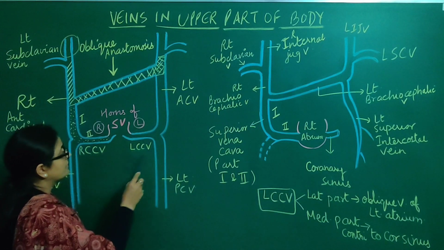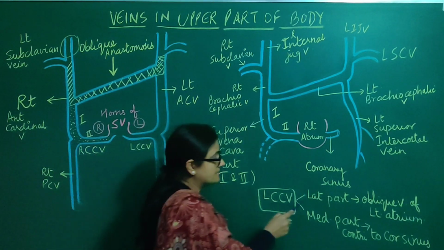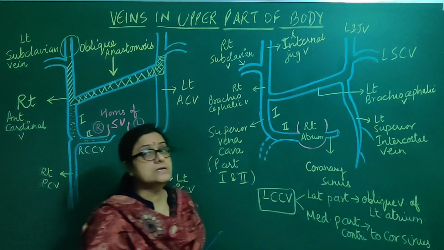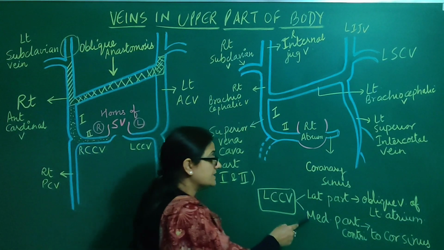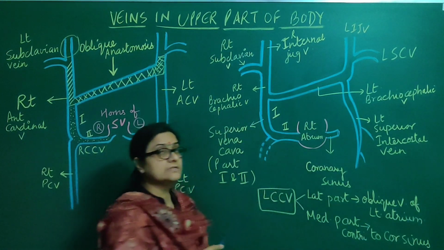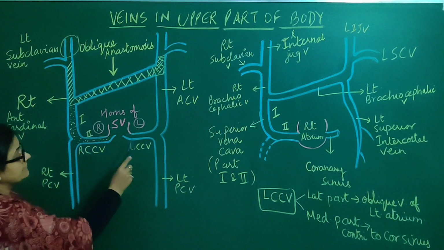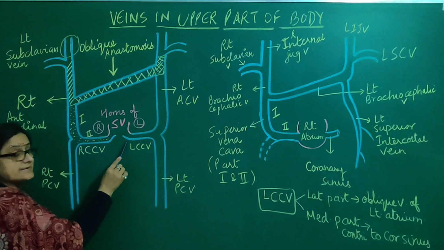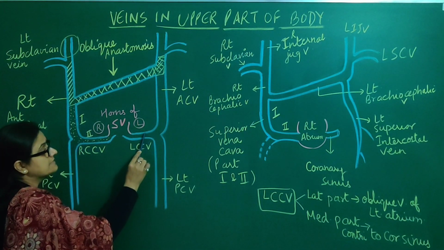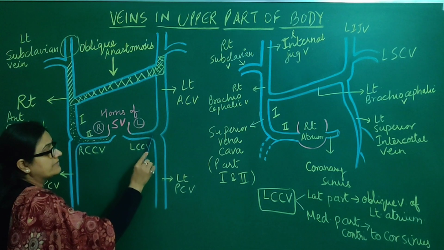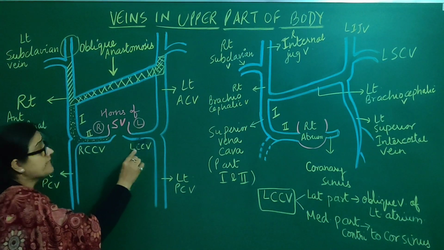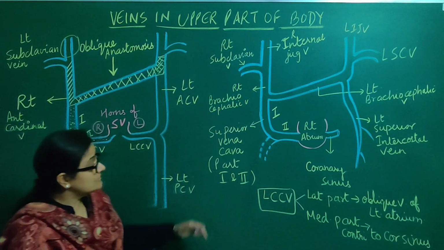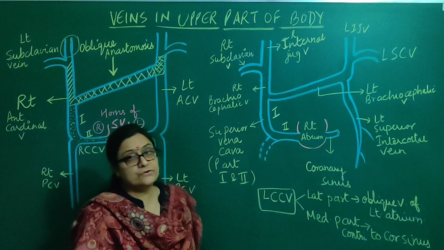Now talking about the left common cardinal vein, it has a lateral part and a medial part. This lateral part will form the oblique vein of the left atrium, whereas the medial part will contribute to the development of the coronary sinus. So from this figure we can say that this left horn will entirely develop into the coronary sinus. Of the left common cardinal vein, the lateral part will develop into the oblique vein of the left atrium, and the medial part will contribute to the formation of the coronary sinus. So this is all that is happening in the upper part of the body.